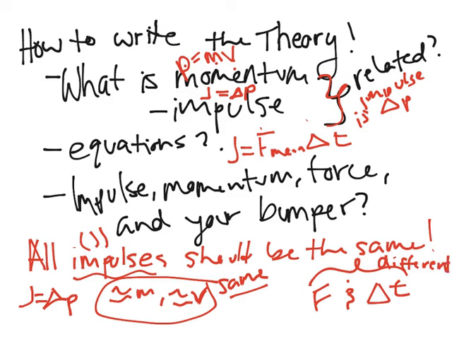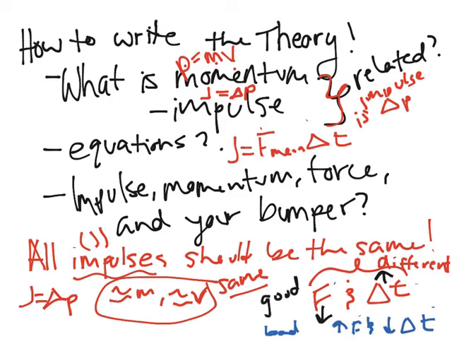Hopefully what you should be seeing is that it's good when force is low, save your people, and the delta t will then have to be high. It would be bad if force is high and delta t is low. That would be a bad bumper. Bad bumpers don't take a lot of time for the collision and hit very hard. Good bumpers slow down your collision so it takes more time and therefore don't hit as hard.